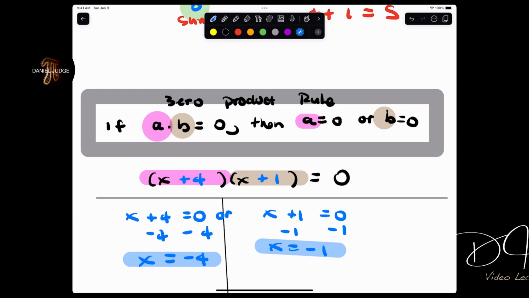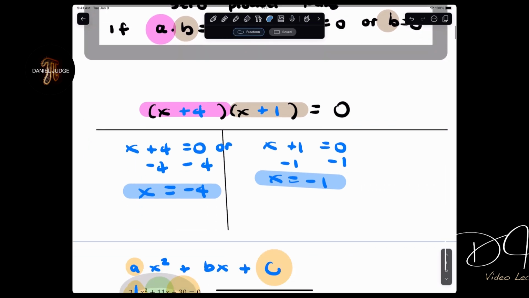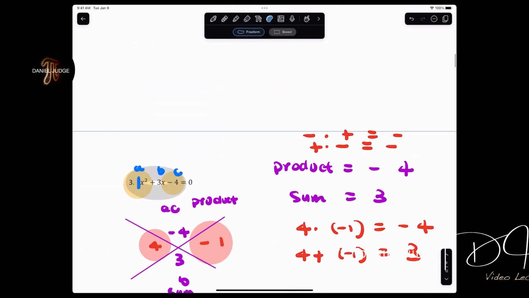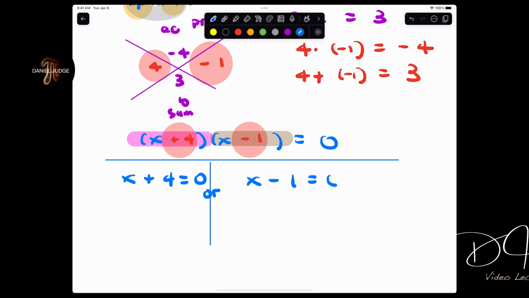This is our zero product rule. Multiply two things together and it equals 0. That means either of those things was 0. So I'll use the colors again. A times B equals 0. And this is what this means now: x plus 4 equals 0, or x minus 1 equals 0.